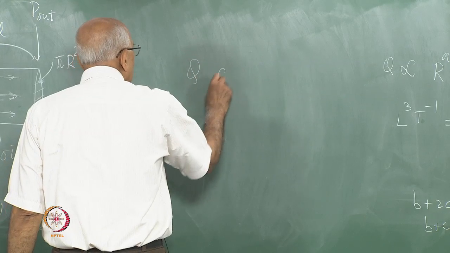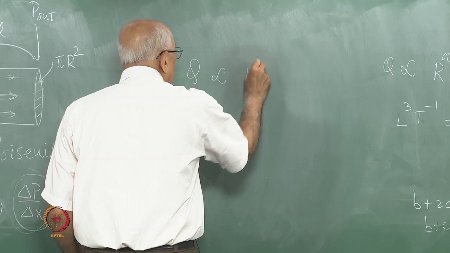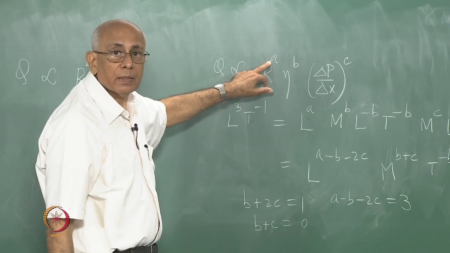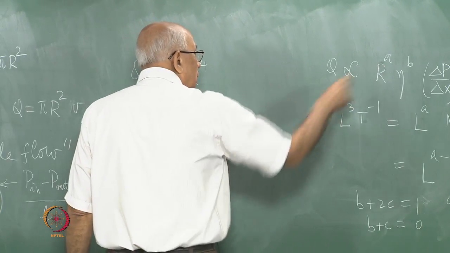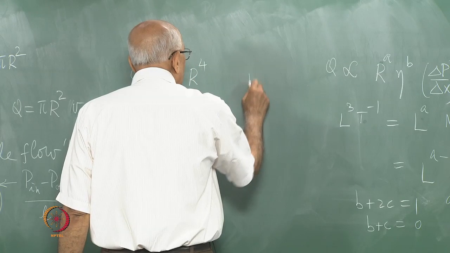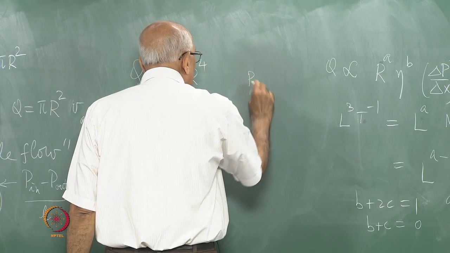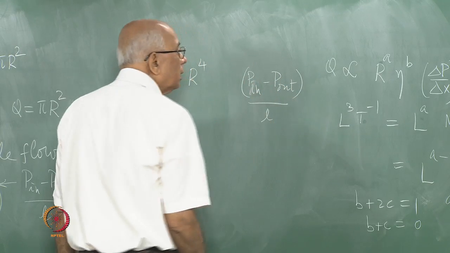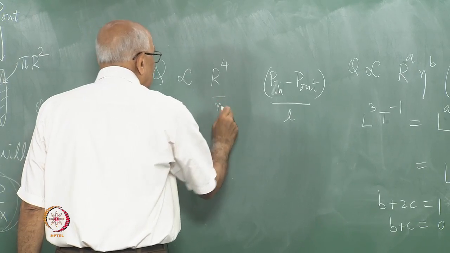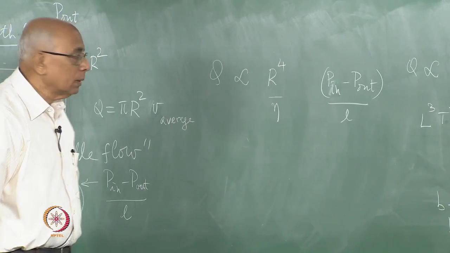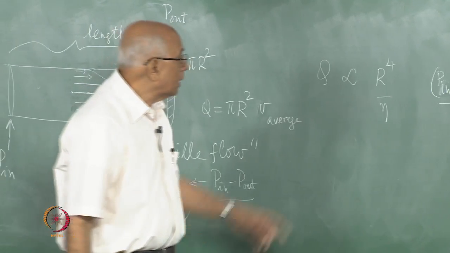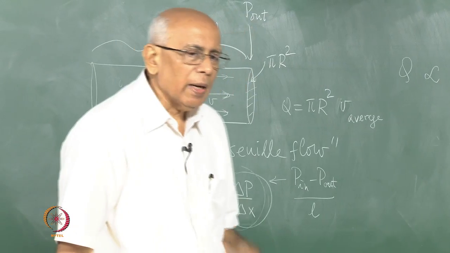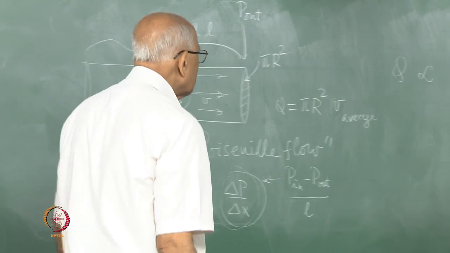Q is proportional to r to the power 4. So this coefficient a, this number a, the index turns out to be 4, and then it is proportional to delta p over delta x, so it will turn out to be p in minus p out divided by L out here, and then there is an eta in the denominator, okay. And that is the formula. This constant, once again, in this case it turns out to be something which is proportional to pi over 8 or something like that, some number, some pure number.